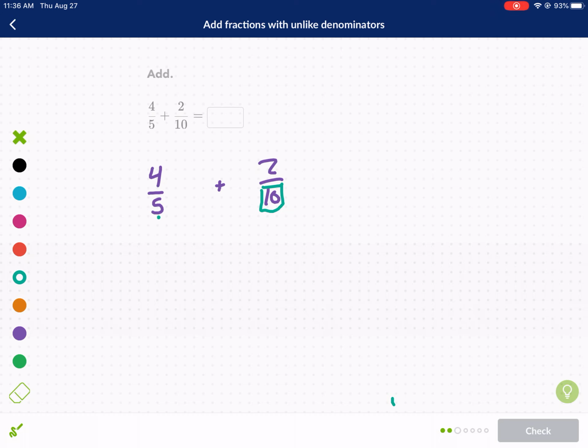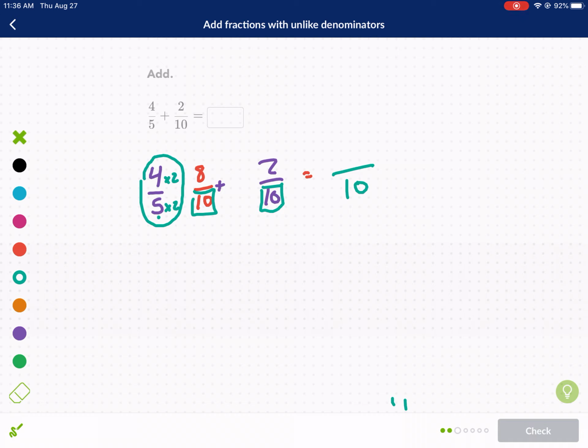So now I'm just thinking to myself, how do I change this 5 to become 10? Well, I need to multiply it by 2. I need to multiply this 4 times 2. So this fraction gets changed. What is this new fraction going to be? The new fraction is going to be 8 over 10. 4 over 5 is the same thing as 8 over 10, but now they have the same denominator.